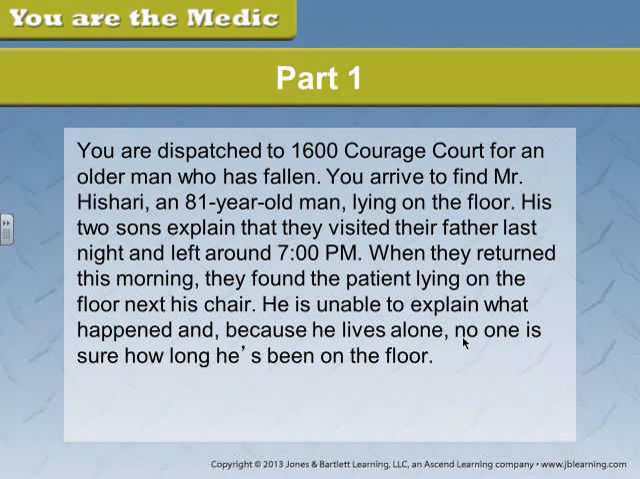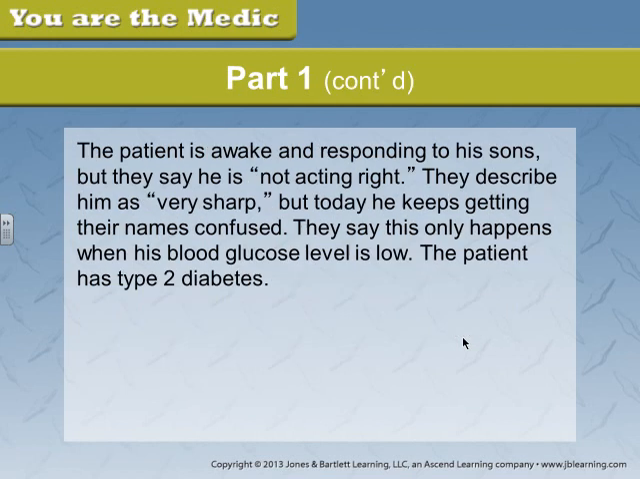He is unable to explain what happened, and because he lives alone, no one is sure how long he's been on the floor. Patient is awake and responding to his sons, but they say he's not acting right. You'll get that all the time. They describe him as very sharp, but today he keeps getting their names confused. They say this only happens when his blood glucose level is low. Patient has type 2 diabetes.